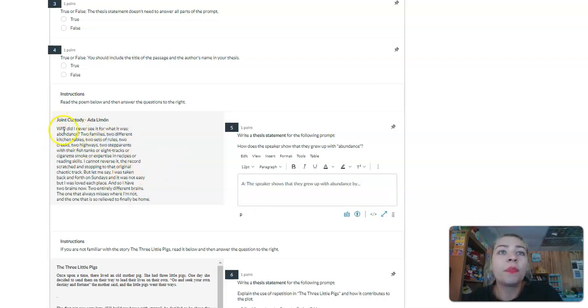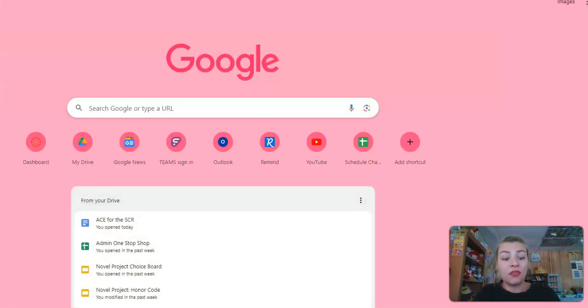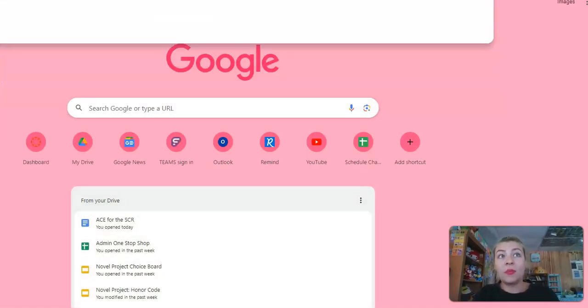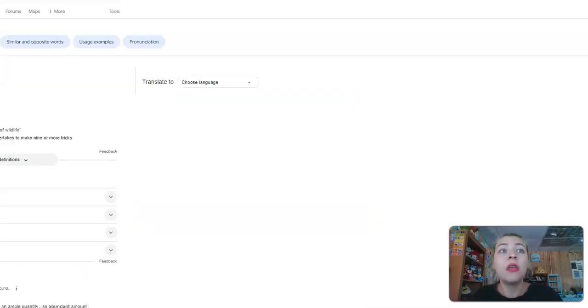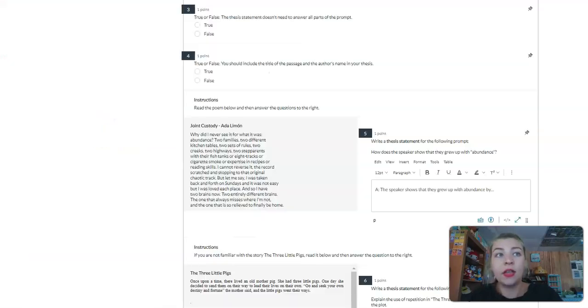When we read the poem, it says, why did I never see it for what it was? Abundance. And if you need to Google the definition of abundance, remember, we always need to look up our definitions. Abundance is a very large quantity of something. So you have a lot.